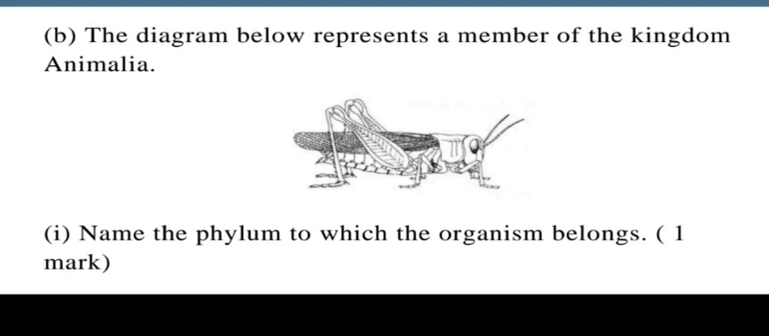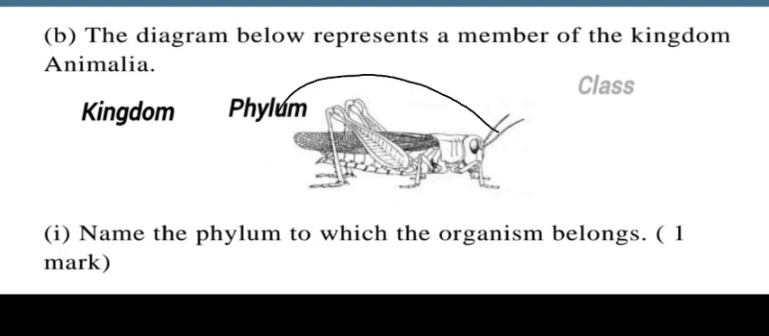The next question, B. The diagram below represents a member of the kingdom Animalia. Okay, we have Roman numeral number 1. Name the phylum to which the organism belongs. So there are 3 things here that you need to understand. There is what we call the kingdom. There is also what we call the phylum. There is also what we call the class. So as you can see here, this one is the grasshopper. So the grasshopper is found in the kingdom of Animalia.